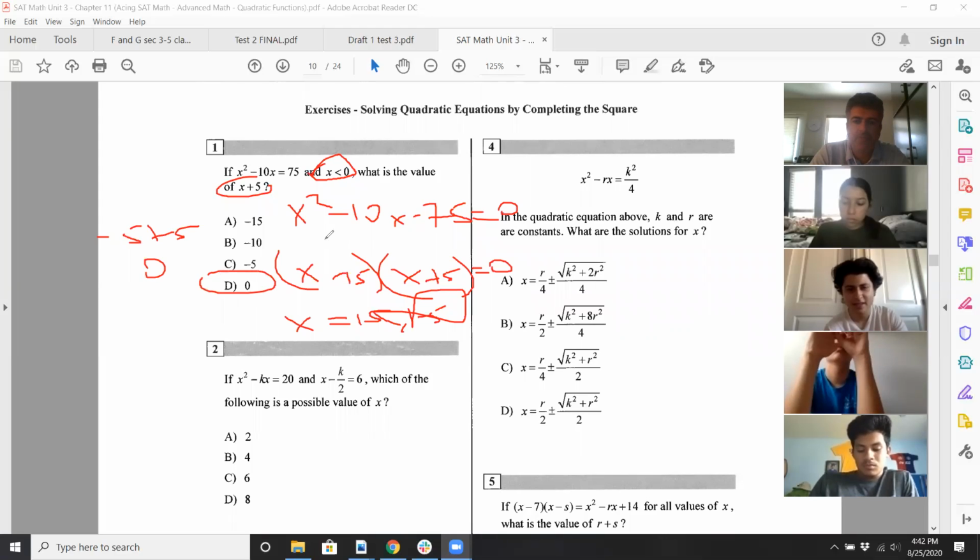So that's number 1. Any questions about that one? Again, I just factored it, moved the 75 over, found 2 numbers that multiply to negative 75 and add up to negative 10. Solved it, I got 15 and negative 5. But since x is less than 0, I go with negative 5, and then I answer the question they want.